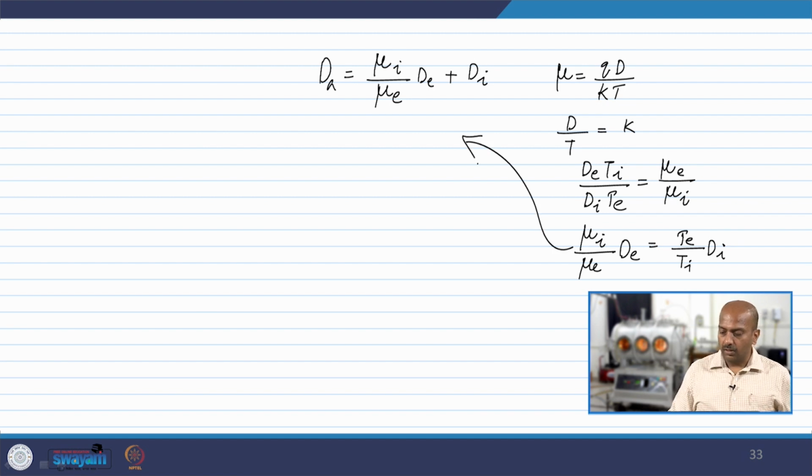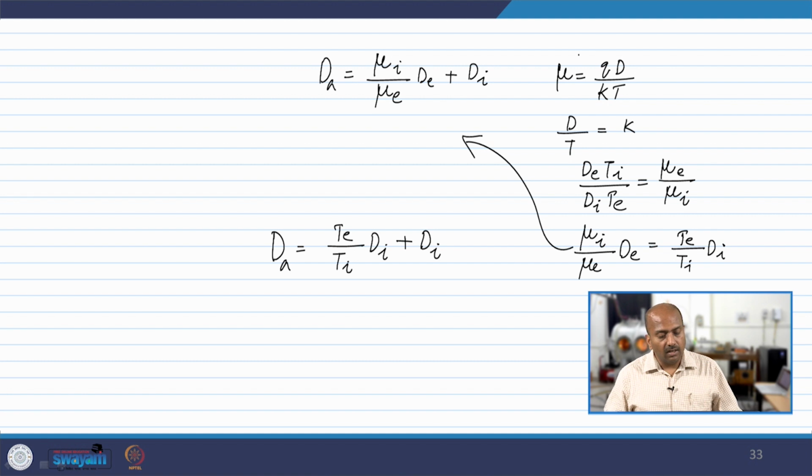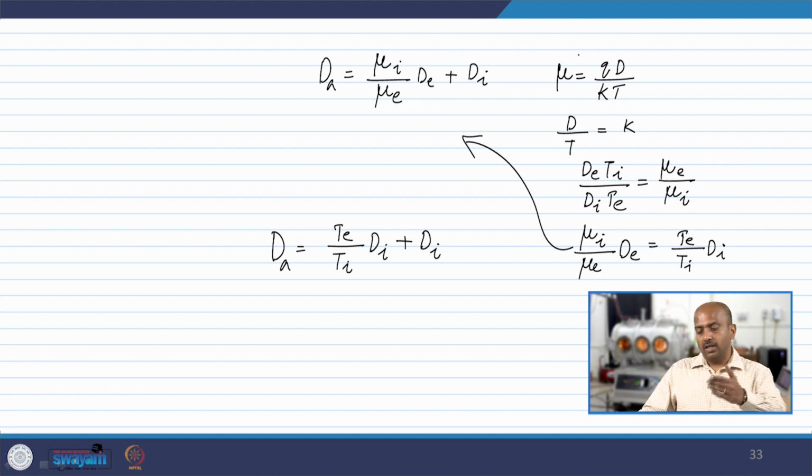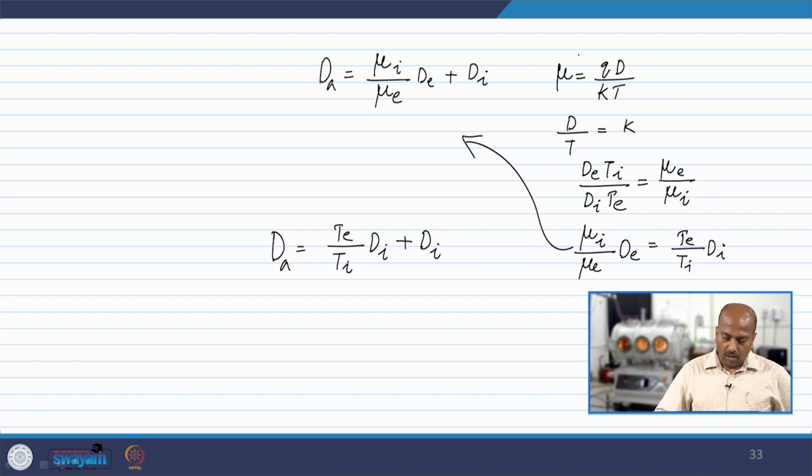So, we can bring this here and write the ambipolar diffusion coefficient as nothing but Te divided by Ti times dI plus dE. So, by doing this, we have not just eliminated the ratio of mobility, we have written the ratio of mobilities in terms of the temperatures, and also eliminated one diffusion coefficient. The earlier version of the ambipolar diffusion coefficient has both electron and ion diffusion coefficients. Now, we have only ion, right.